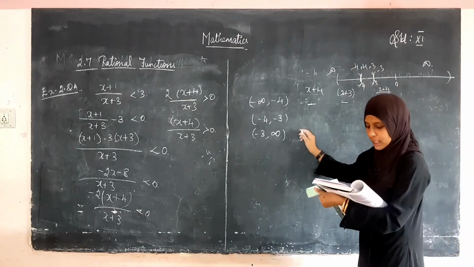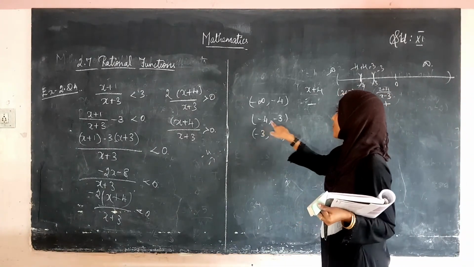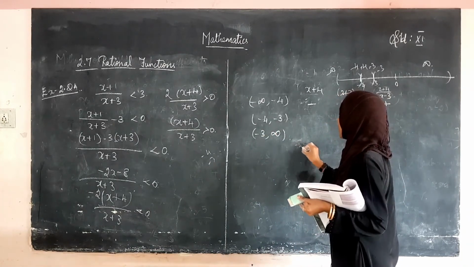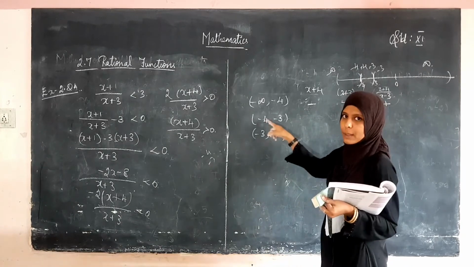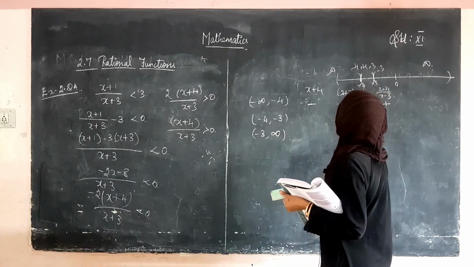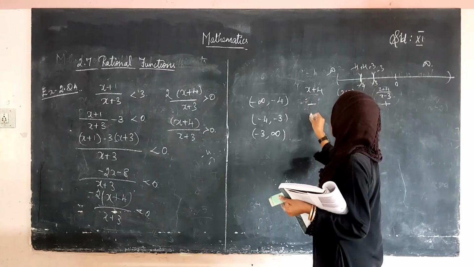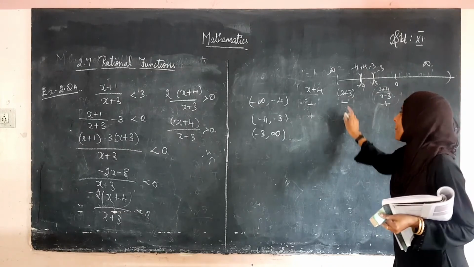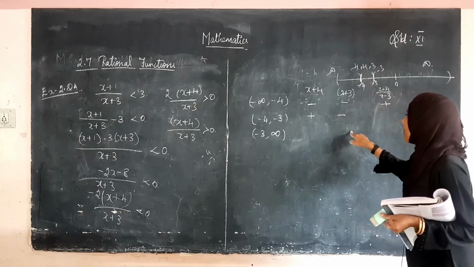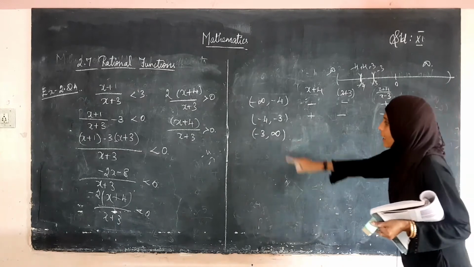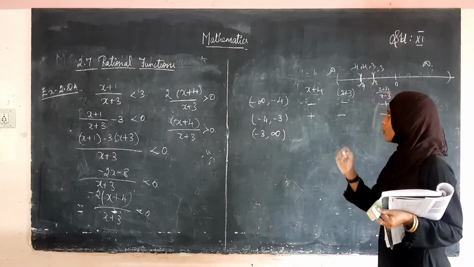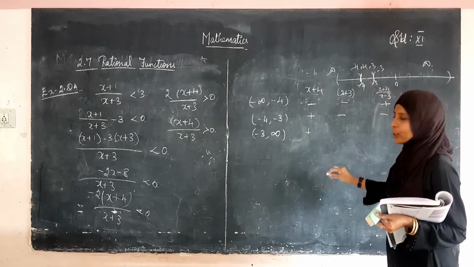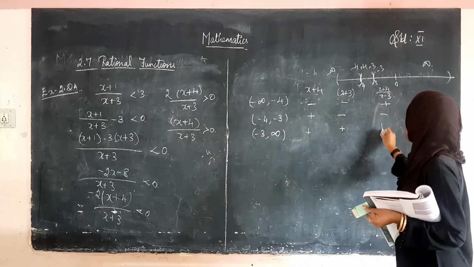And again from here let us take minus 4 to minus 3. Now shall we take minus 3.5, the middle term, right? So 4 minus 3.5 becomes positive, and minus 3.5 plus 3 is minus, so plus divided by minus becomes negative. And here, minus 3 to infinity, shall we take 1? 1 plus 4 becomes plus 5, and 1 plus 3 is plus 4, so plus divided by plus becomes plus.